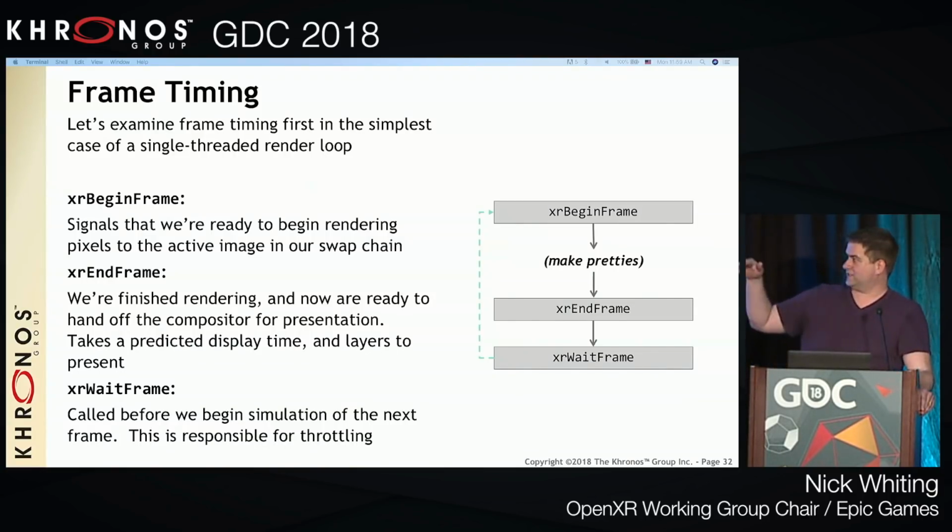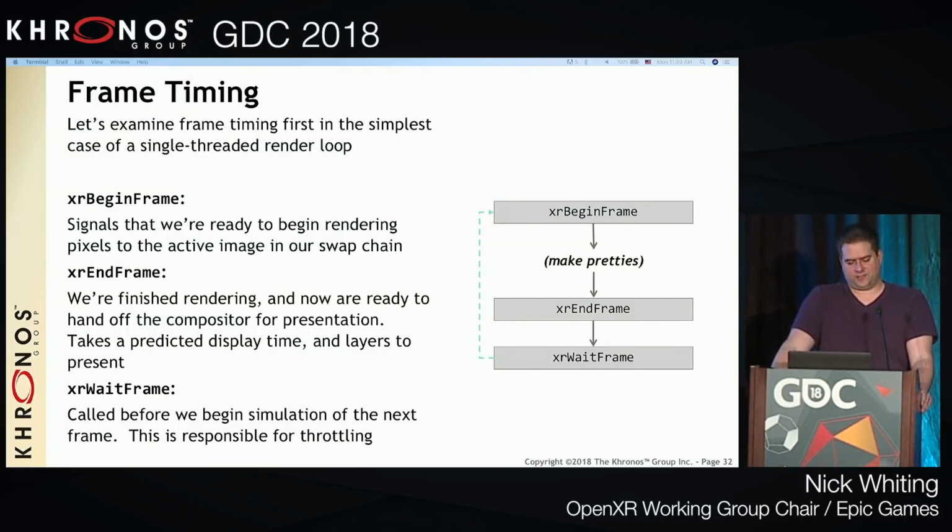So call XR begin frame, you make a bunch of pretty things to render on there. And then when you're done rendering and you want to tell the compositor, hey, I'm ready to take all these layers and then have you display them, you call XR end frame. Pretty simple. It takes a predicted display time and how many layers that you want to present. I'll get into the details of that in a little bit, but it's very similar if you've worked with any kind of modern VR API on how that loop goes.